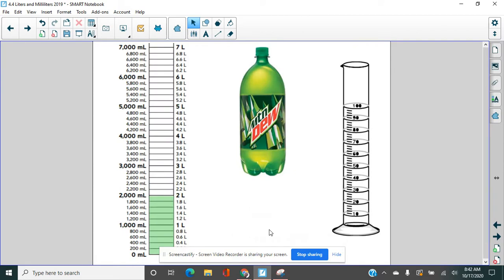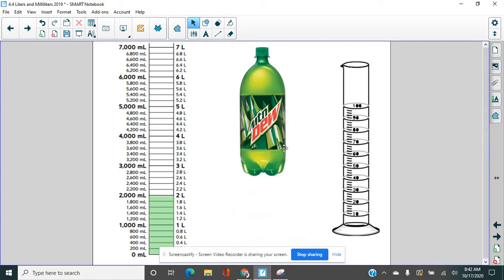So when we think about liters, we're thinking about these big, big amounts like this. Now this is 2 liters. A 1 liter bottle is half of this, and they'll sell 1 liters of water a whole lot more than they'll sell 1 liter bottles of soda.